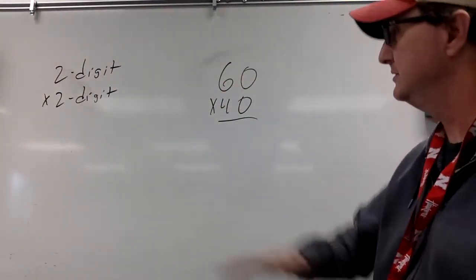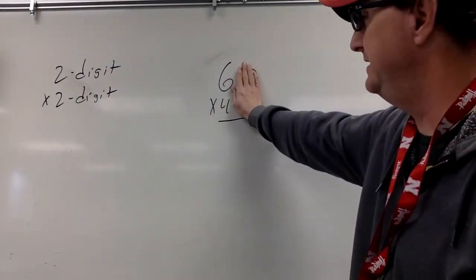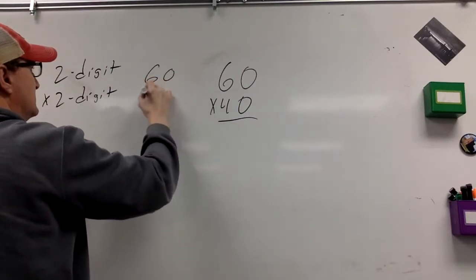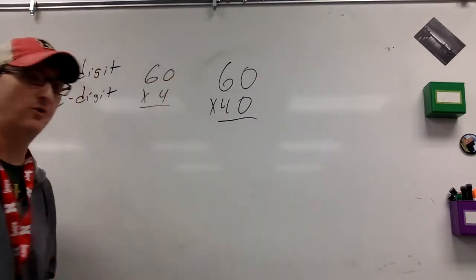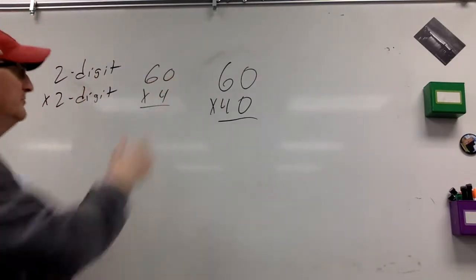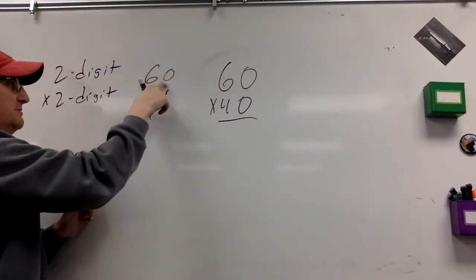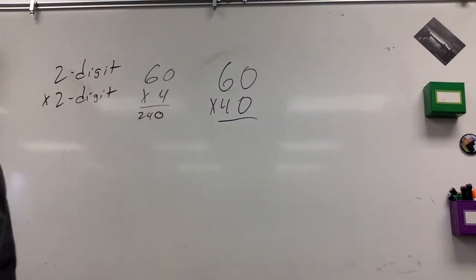Now, we can use our basic fact, right? We've used basic facts to solve problems like this: 60 times 4. Cover the 0. You know 6 times 4 is 24. But since it's a multiple of 10, you add the 0.